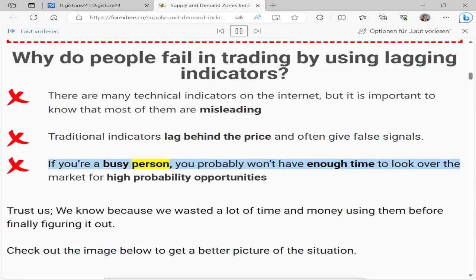If you're a busy person, you probably won't have enough time to look over the market for high probability opportunities. Trust us, we know because we wasted a lot of time and money using them before finally figuring it out. Check out the image below to get a better picture of the situation.